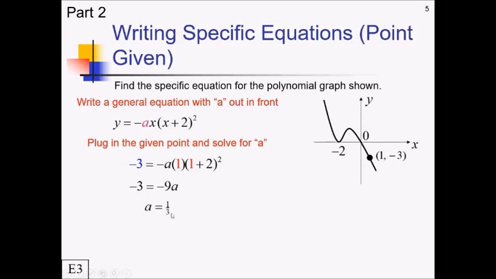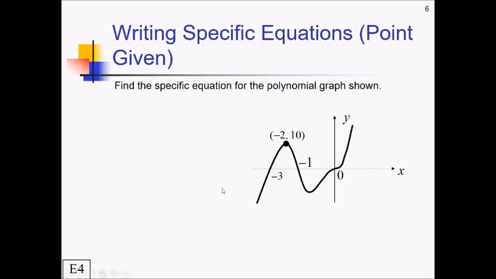Now you've got to be careful because you probably feel a sense of accomplishment at this point, but you're not done. We actually need to rewrite the general equation with a plugged into it before the problem is finished. So just going back, we write y equals negative 1/3 x times x plus 2 squared. And now this is the specific polynomial equation that matches this graph, including that point.